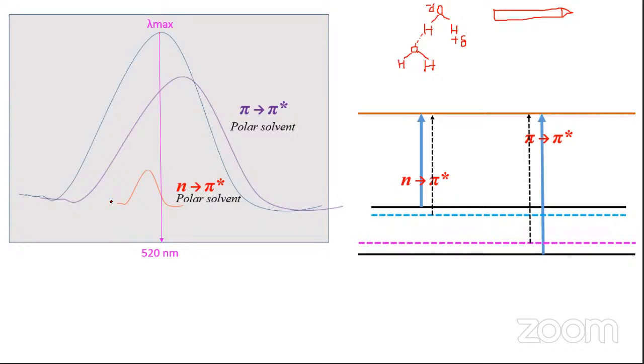Yes, sir. Okay. Are there any questions coming up in your mind regarding this understanding? If you are not getting any questions, I have one question. If you are getting this kind of shift in the polar solvent and in the non-polar solvent, in what situation are you going to see this peak at 520 nanometers?